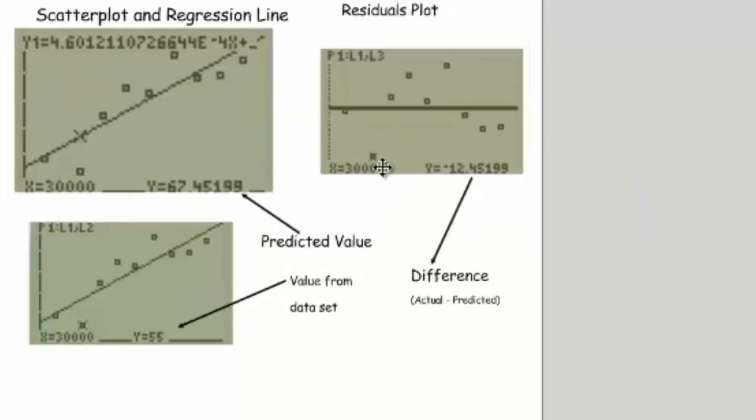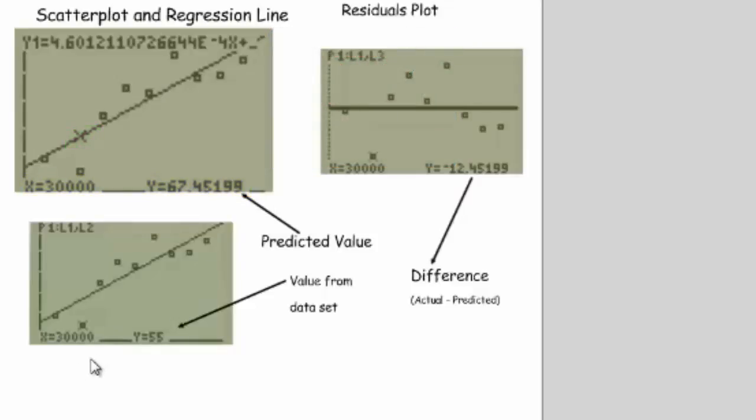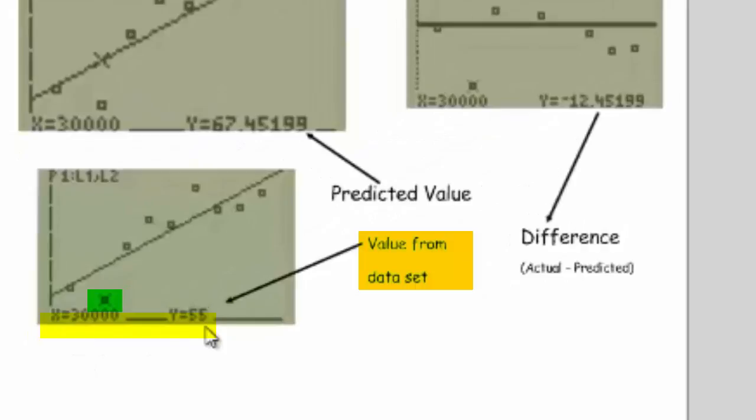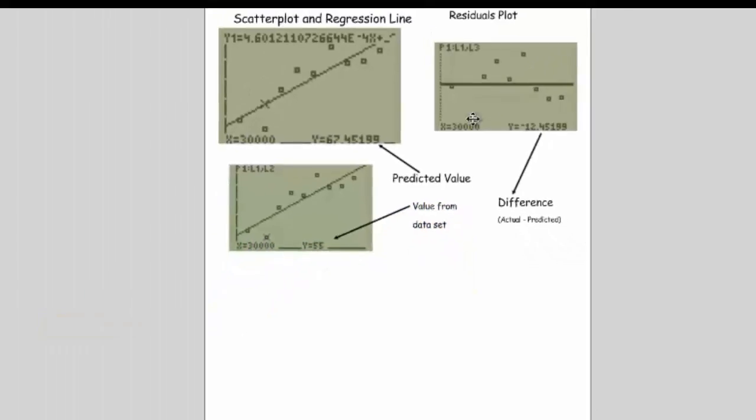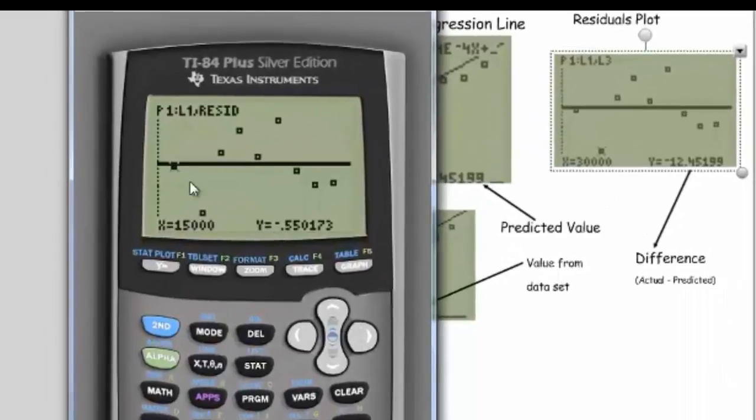Now I'm showing the residual plot along with the scatter plot. In the scatter plot before, I had this x value of 30,000 and a predicted y value of 67.45% car ownership. My actual value at the $30,000 income level was 55% car ownership. Now on the residual plot, if I hit trace here, it's going to show me the difference between the predicted value and the actual value.